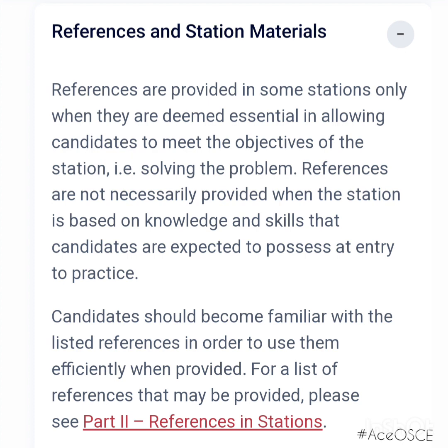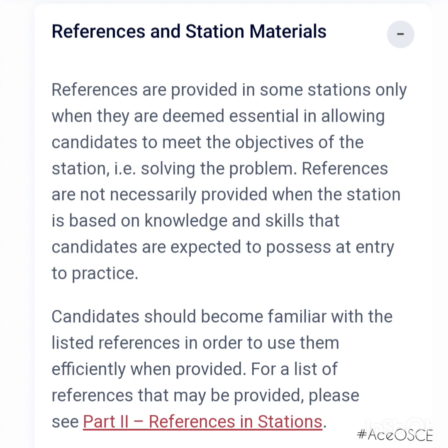Now, please make sure that references are provided in some stations only, when they are deemed essential in allowing candidates to meet the objectives of the station, that is, of solving the problem. References are not necessarily provided when the station is based on knowledge and skills that candidates are expected to possess at entry to practice. So please do not assume that every station you get will have some sort of reference.